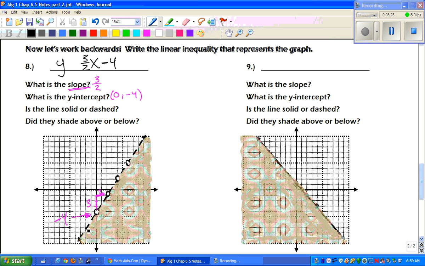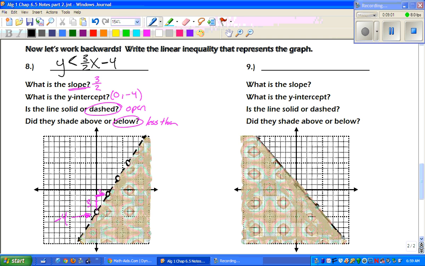Okay? So, is the line solid or dashed? Well, it's dashed, so that's open. And then did they shade above or below? They shaded below. So, and that is less than. So if it's less than and it's open, it means my inequality is the less than symbol. Okay?